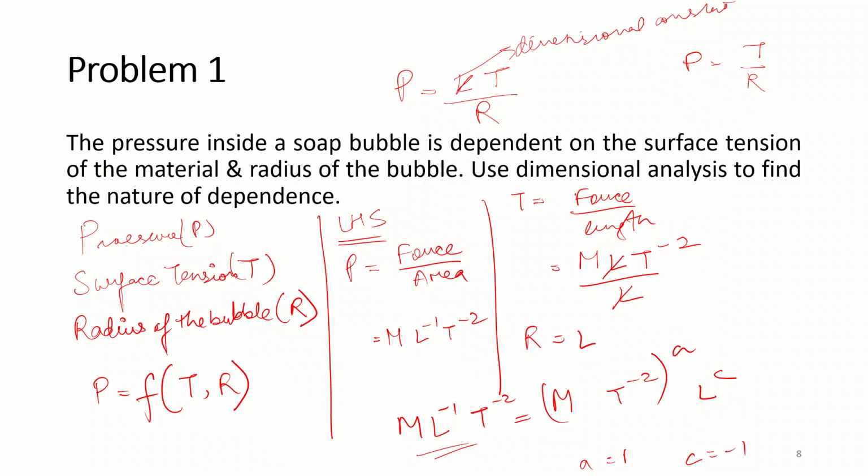C should be 2, I think? No, sir. C should be minus 1. And if we multiply both the terms by M L raised to minus 1, T raised to minus 2, then only the left hand side will be equal to the right hand side.